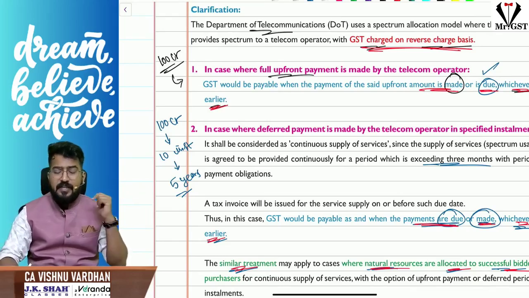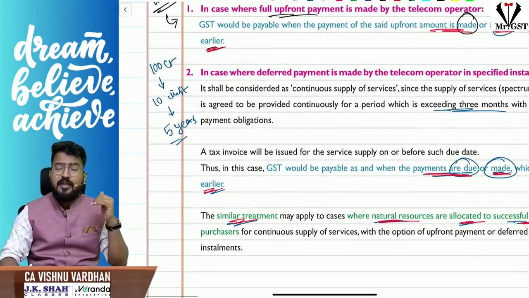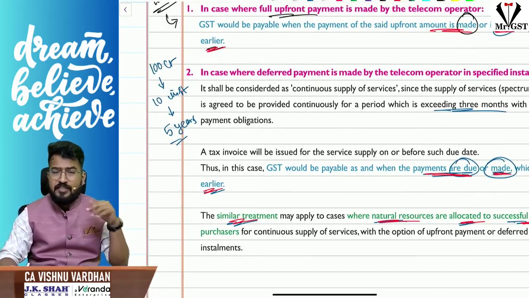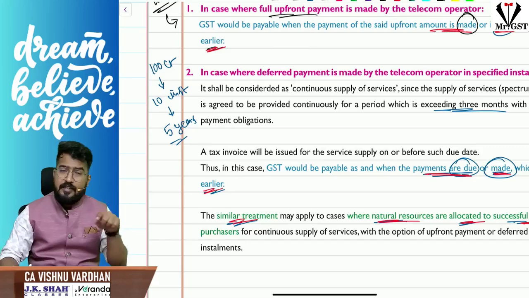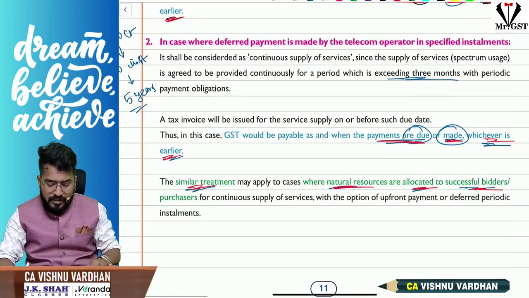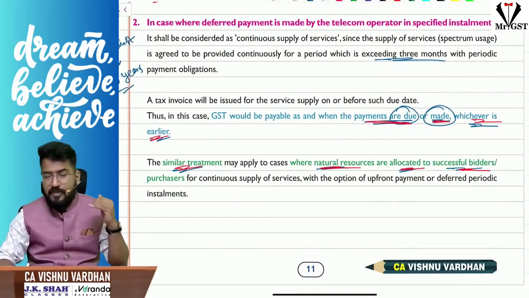Suppose it is paid in installments. Imagine 100 crores, they are giving 10 installments over a period of 5 years and it should be paid. In such a case, due dates are also fixed, everything is done, and this will go beyond 3 months, and hence it will be called a continuous supply of service, and hence the GST liability will come into picture when the payment is due or made, whichever is earlier.